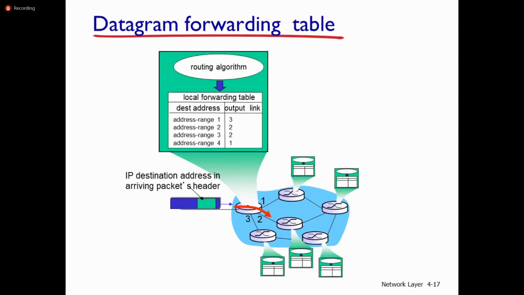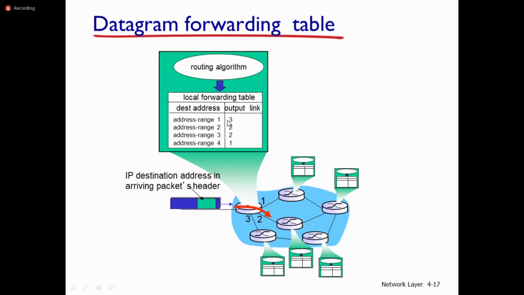Let us look at the datagram forwarding table. Forwarding, as I told you, is nothing but which input of the router is connected to which output. The network layer consists of routing as well as forwarding; these are its two major responsibilities. So look at the datagram forwarding table, the local forwarding table maintained at the router, with destination address and output link. Depending on the destination address of the datagram, it will direct that packet to the concerned output link.